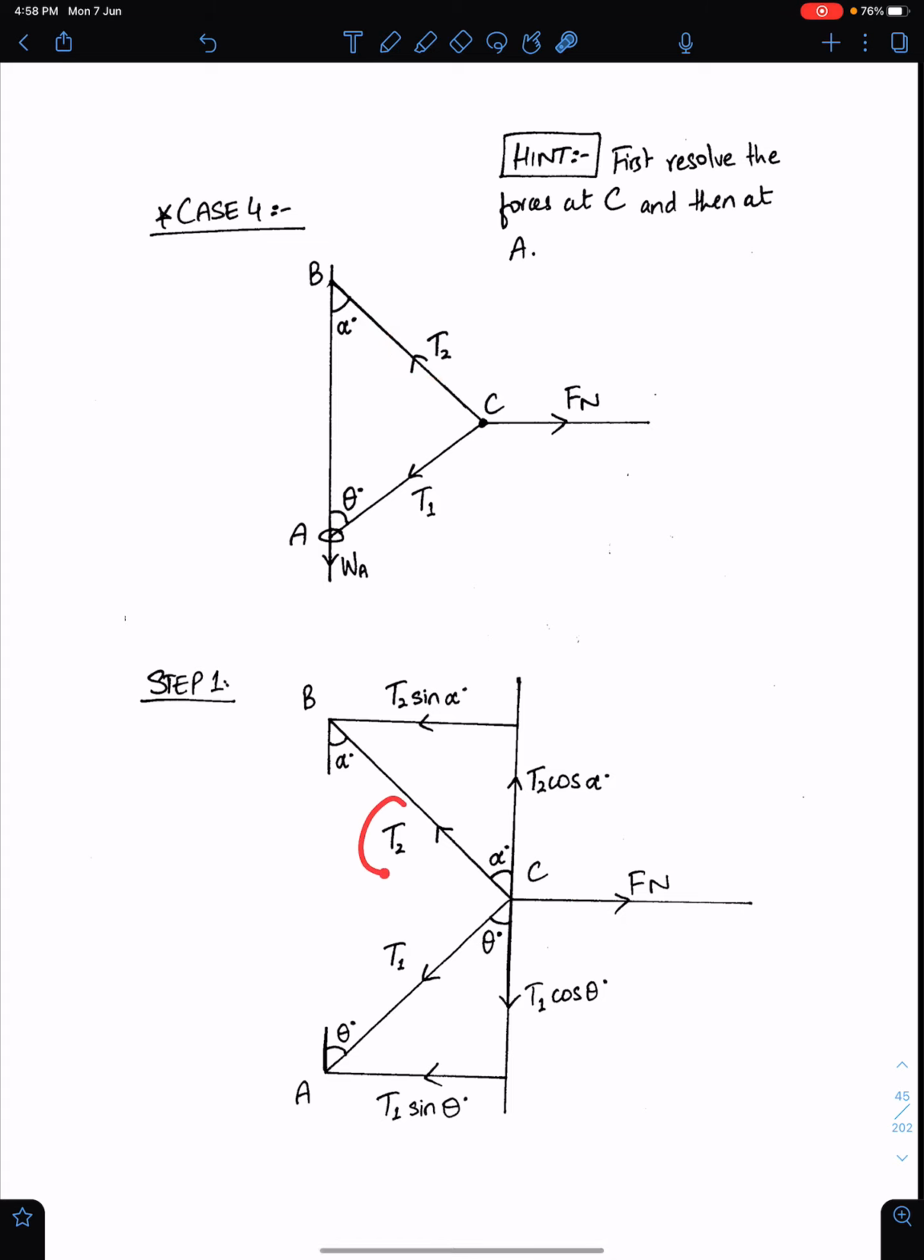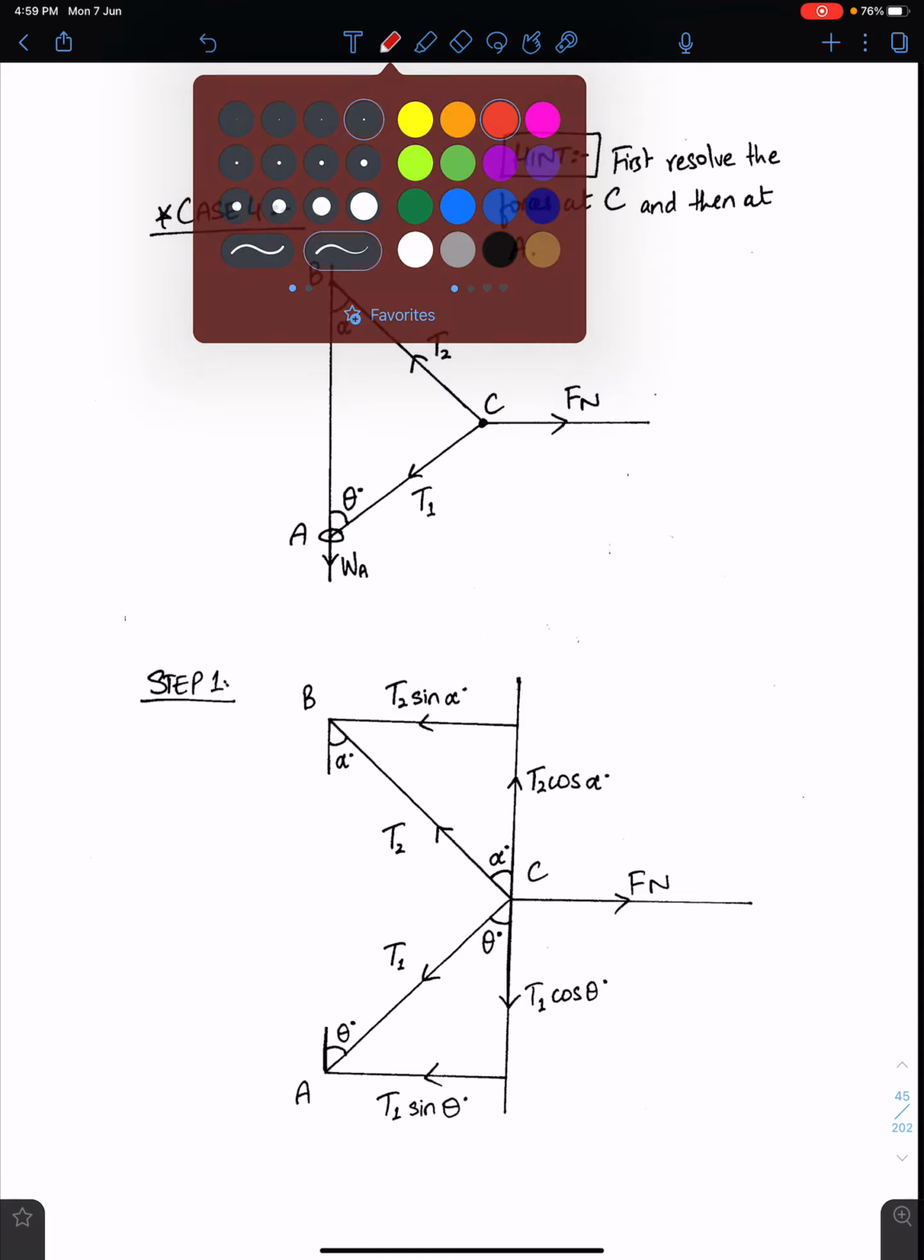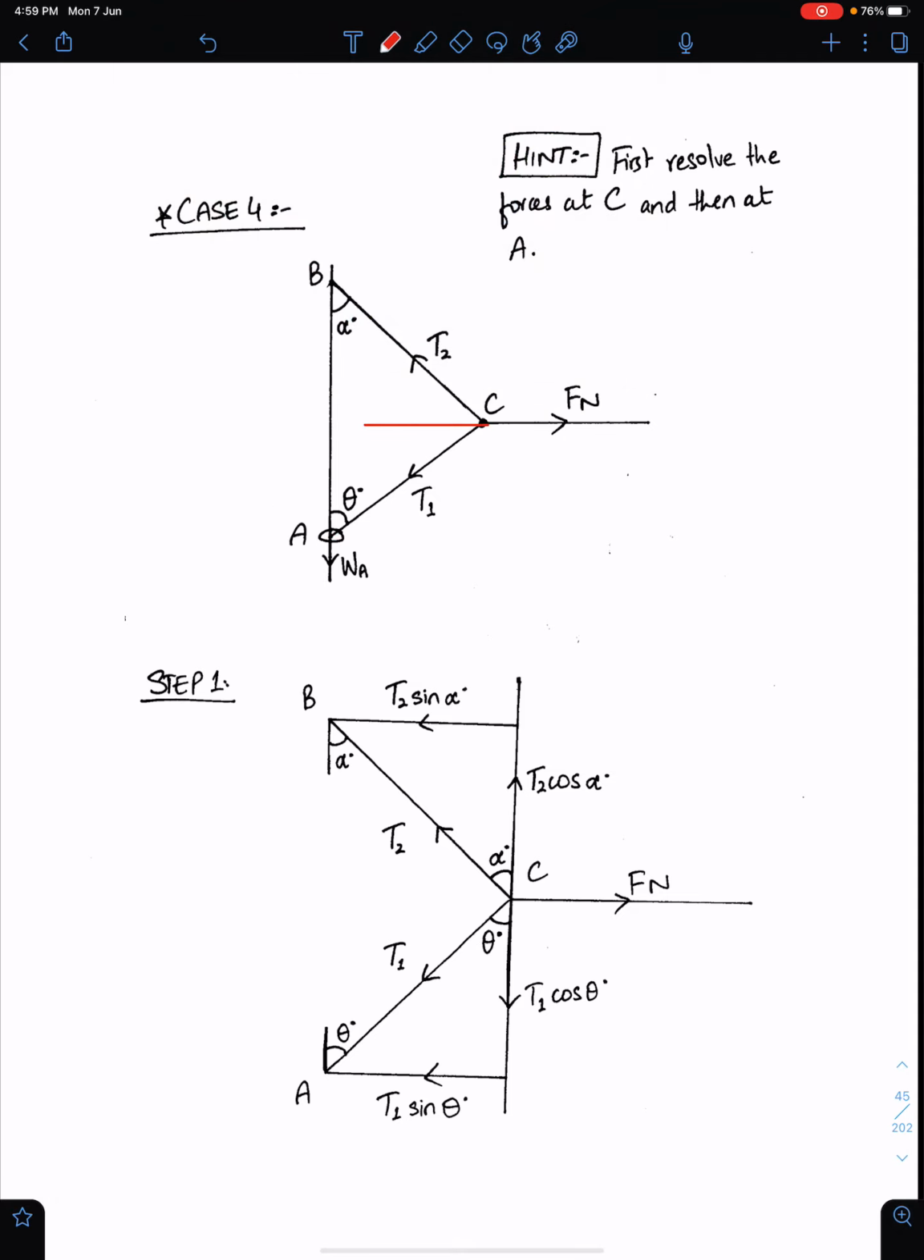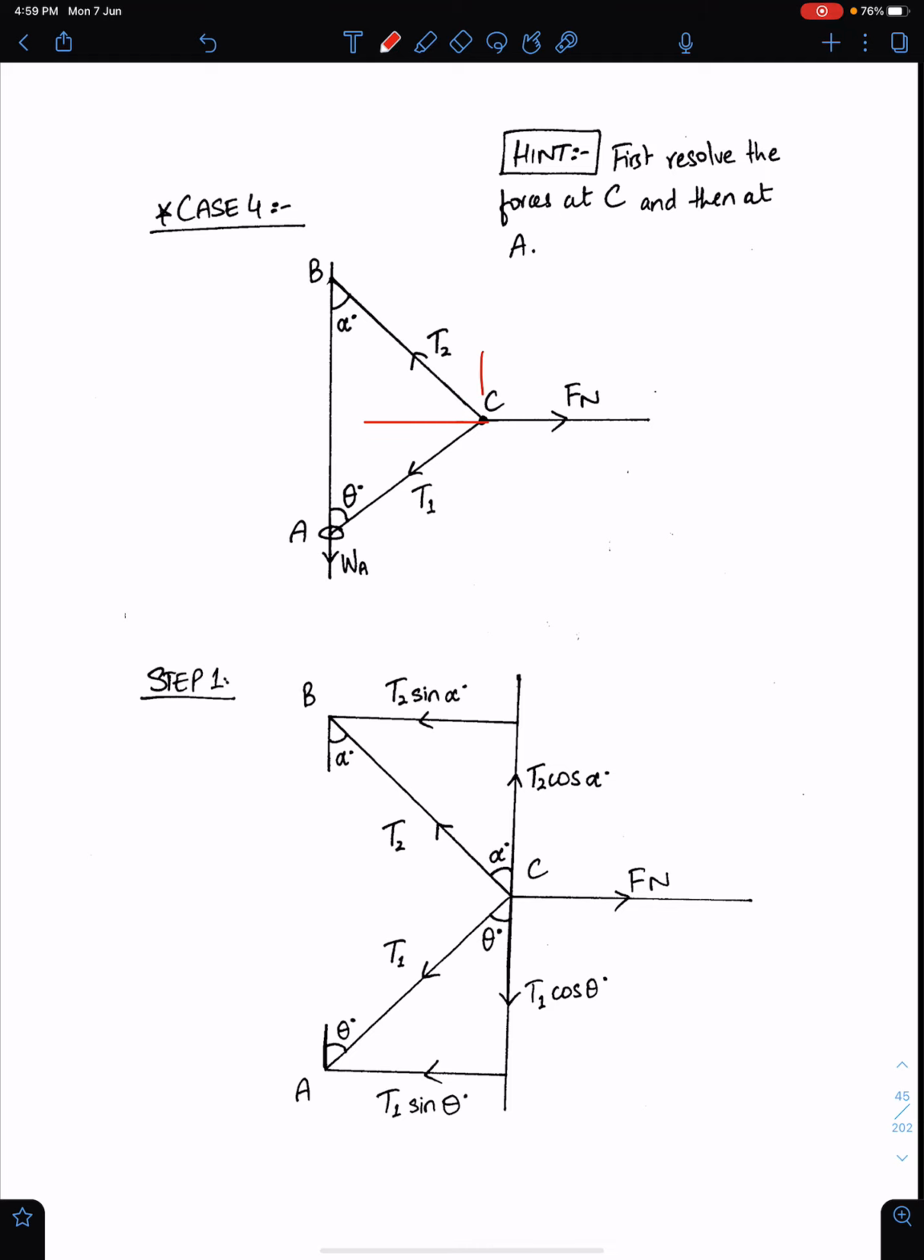T2 has two components. If this angle is alpha, so this T2 has two components, T2 sin alpha, T2 cos alpha. If this angle is beta, or theta maybe, like in this case, so T1 cos theta and T1 sin theta. These angles are here. When you will make axis here, you will get these angles, alternate angles. This is alpha, whereas this is theta.